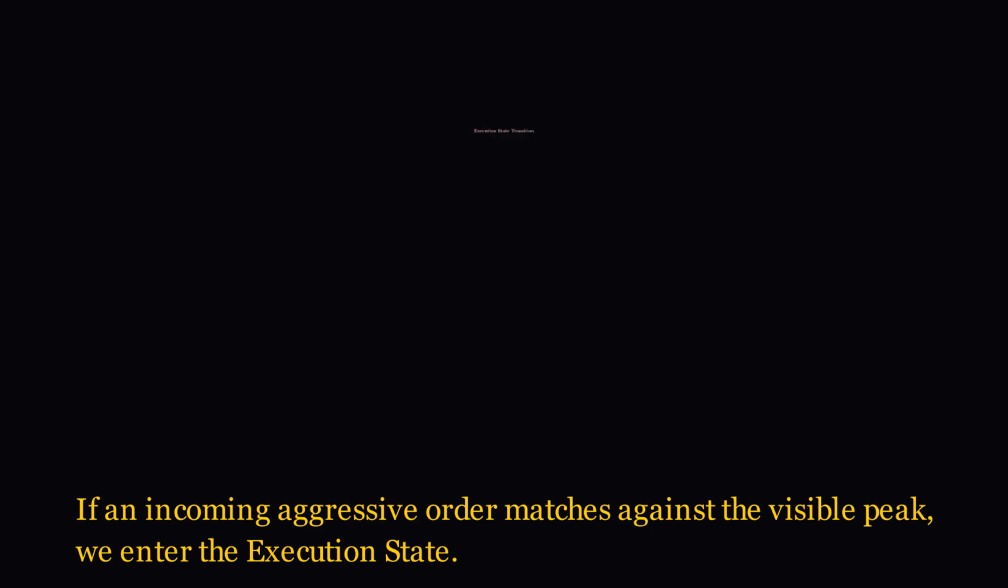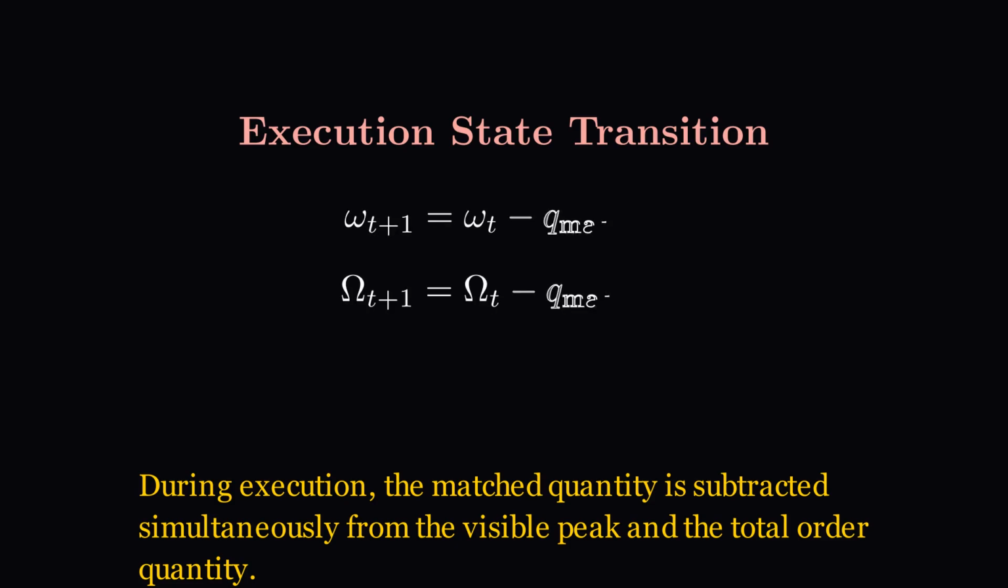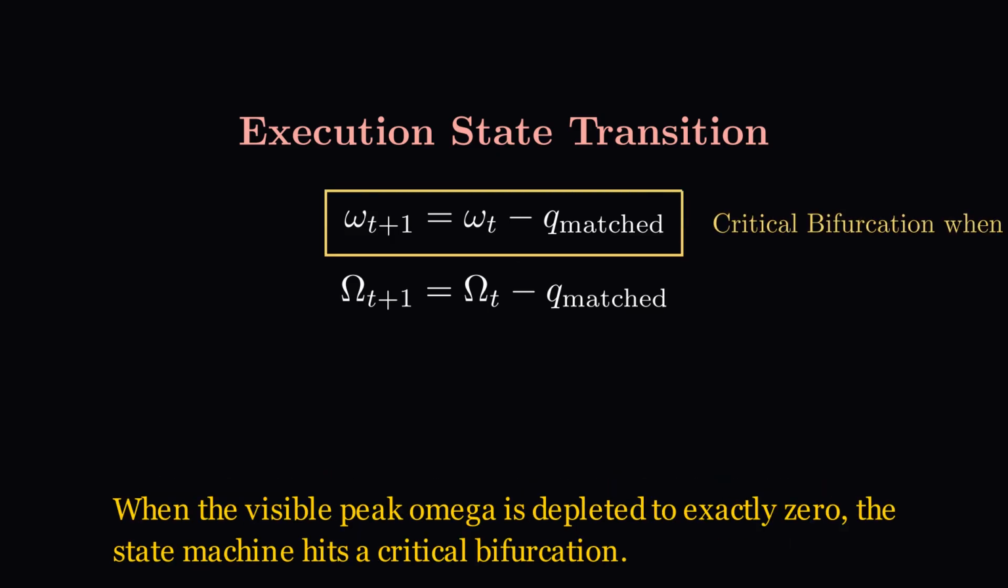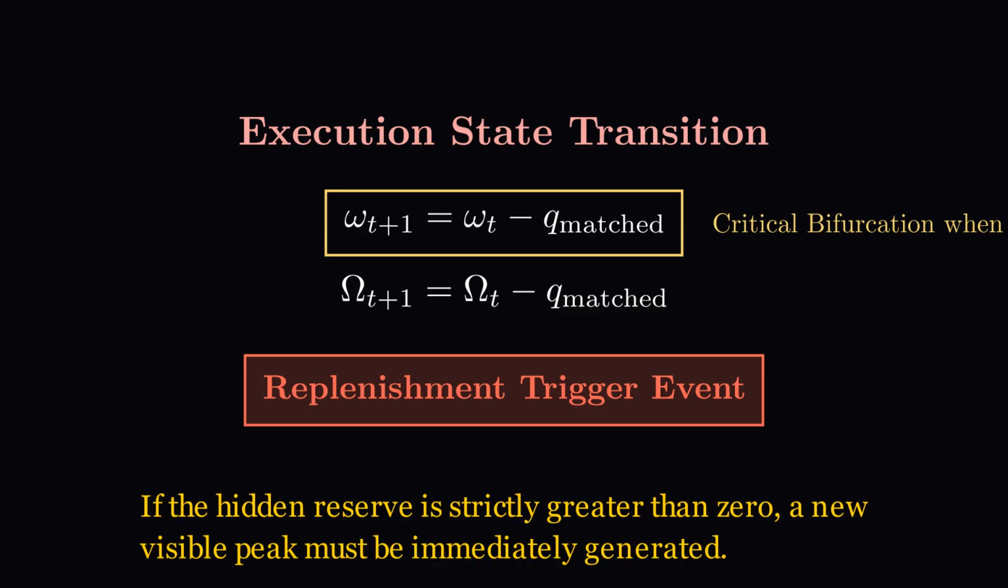If an incoming aggressive order matches against the visible peak, we enter the execution state. During execution, the matched quantity is subtracted simultaneously from the visible peak and the total order quantity. When the visible peak omega is depleted to exactly 0, the state machine hits a critical bifurcation. This is defined mathematically as the replenishment trigger event. If the hidden reserve is strictly greater than 0, a new visible peak must be immediately generated.